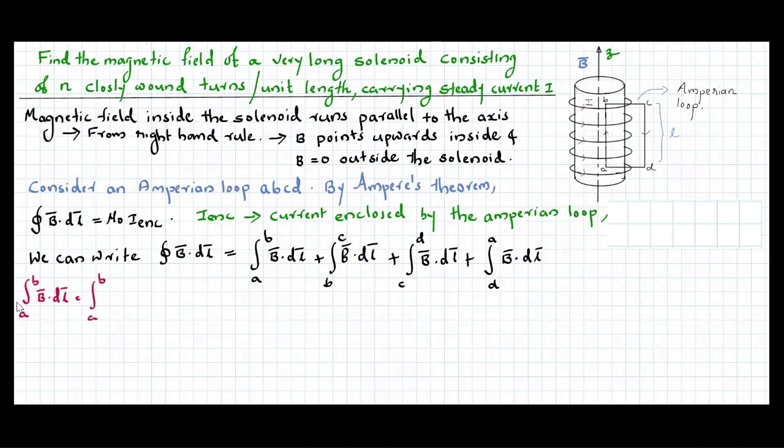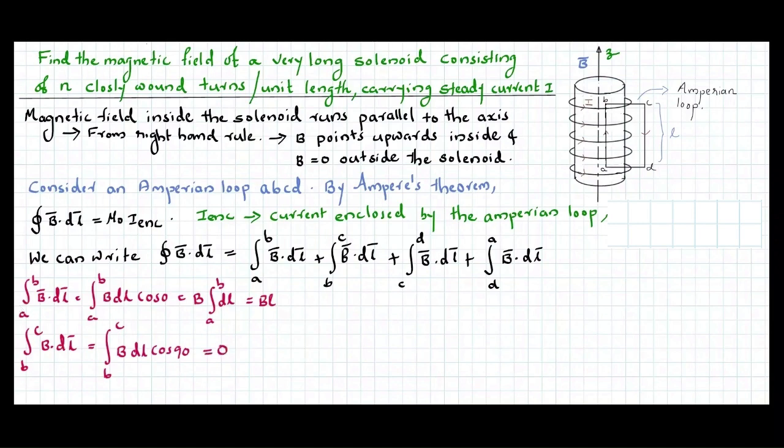First, integral a to b B dot dl. What is dl? dl is a small element of length along AB, and the direction of the field and the direction of dl are the same. So B dot dl becomes B dl cos 0. Since the field is constant, you can take it outside. So B times integral a to b dl. Now integral a to b dl is nothing but the length of the Amperean loop. So integral a to b B dot dl becomes B times L.